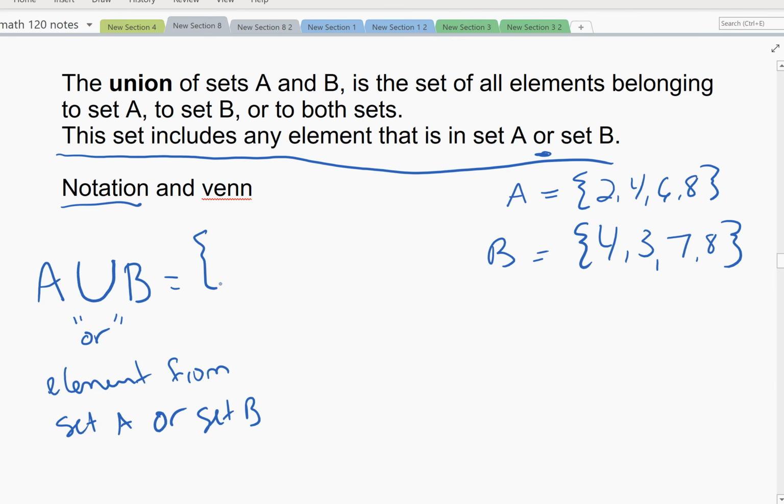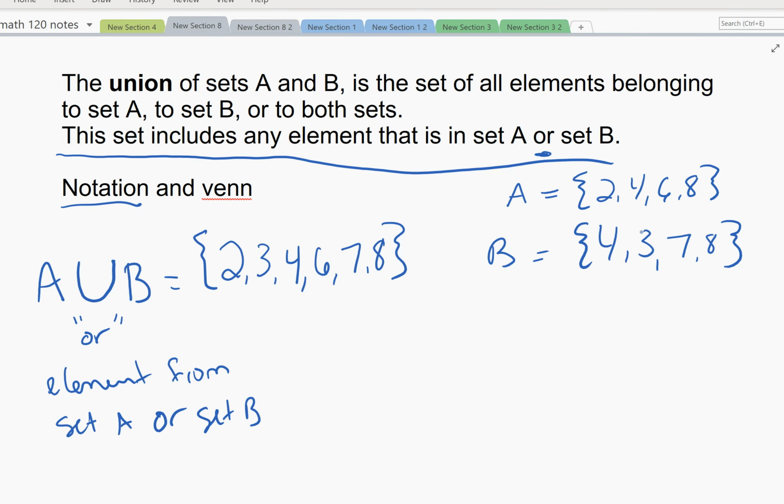So basically the OR is all inclusive. Alright, biggest thing is don't count anybody twice. Alright, so the numbers are 2, 3, 4, 6, 7, and 8, and double check that I've included everybody, right? 2, 4, 6, and 8 are included. 4's in there, 3 is in there, 7's in there, 8's in there. Alright, and so there's everybody from set A or set B.